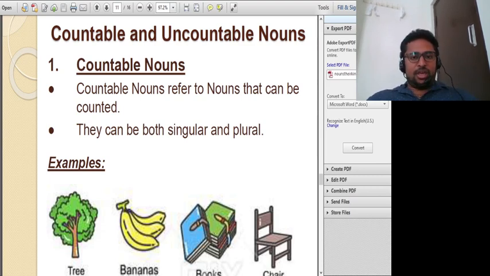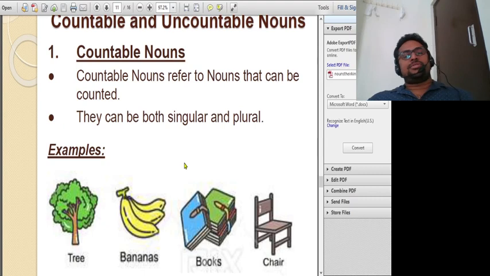Based on the meaning, we have discussed the types of nouns: what is concrete, what is abstract, what is material, what is collective. Based on the form, we have two types of noun: countable noun and uncountable noun. For countable nouns we have a singular form and a plural form. For uncountable, we don't have a plural form. Countable nouns refer to the nouns that can be counted.